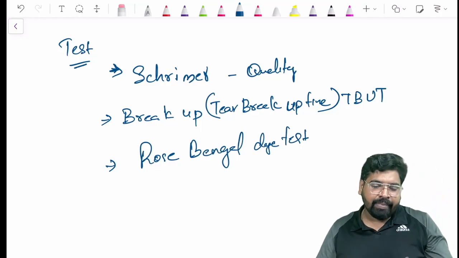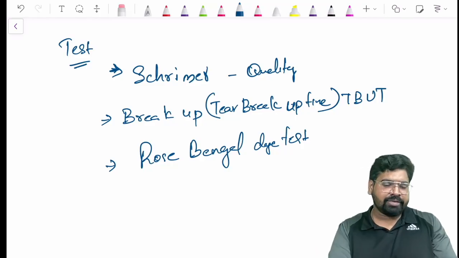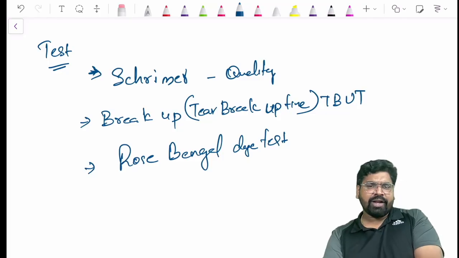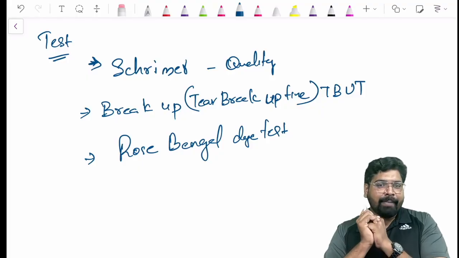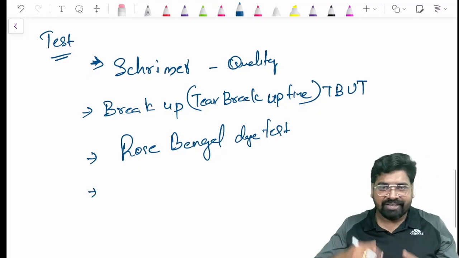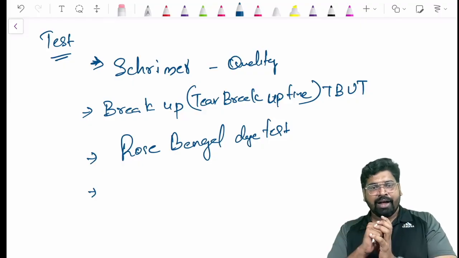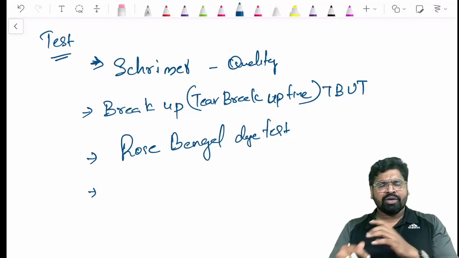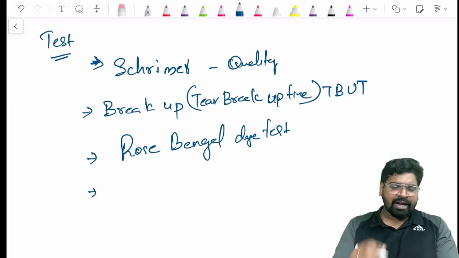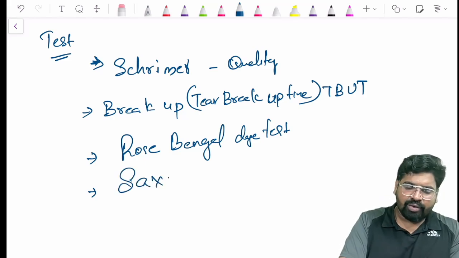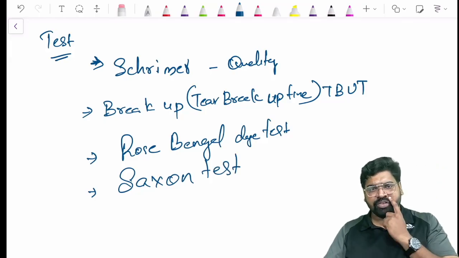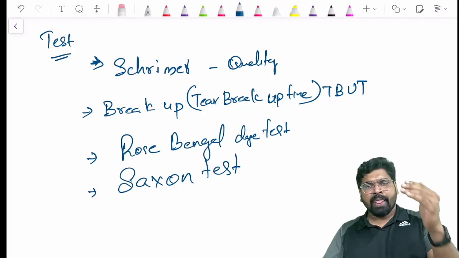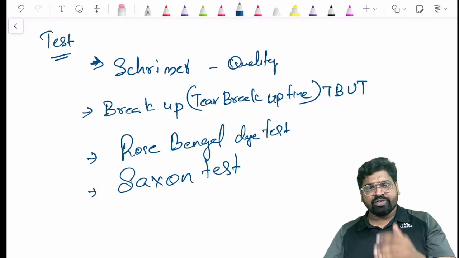He gave the rose to the lady Sjogren, but no way, she is not happy with this rose. So he brings a saxophone. A saxophone is an instrument you blow to make music, right? That is the saxophone test. So you can see Schirmer, breakup time, Rose Bengal, and saxophone.